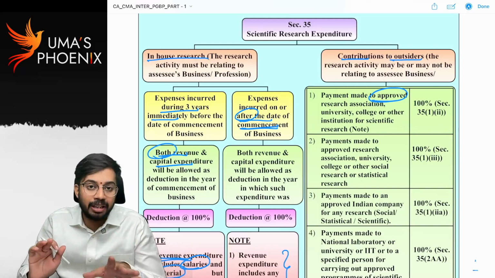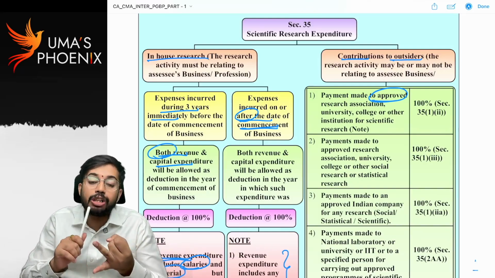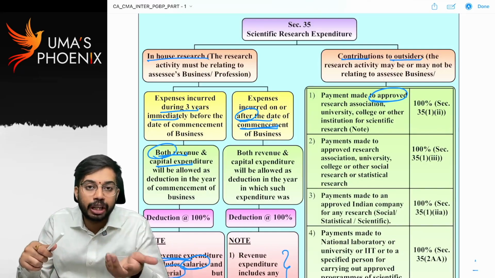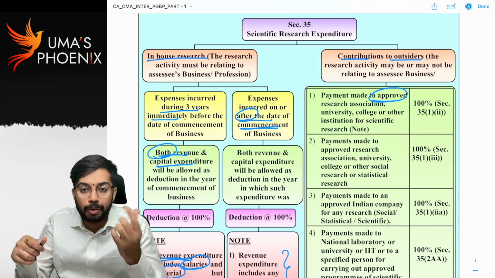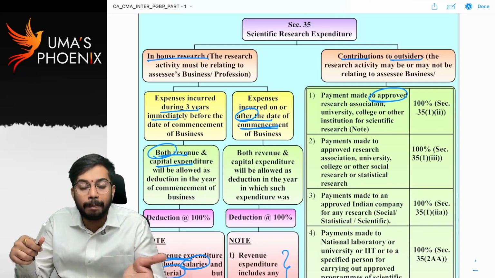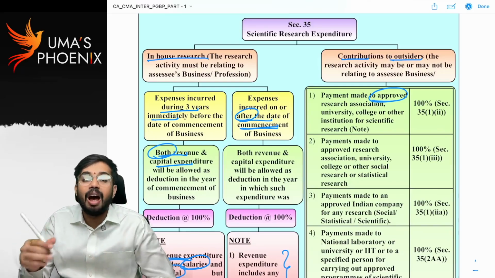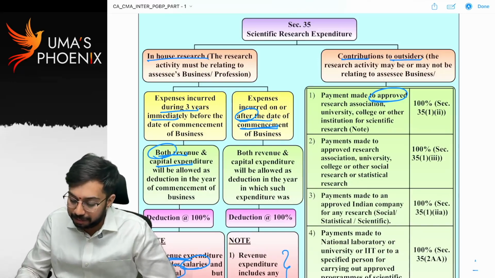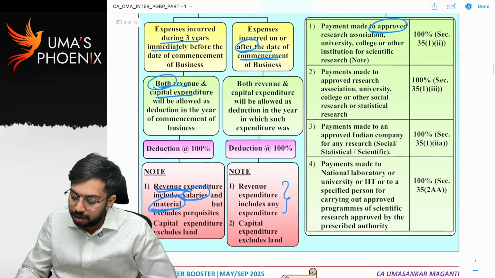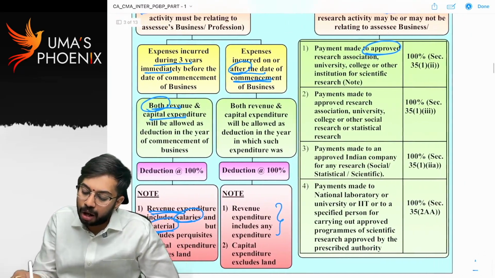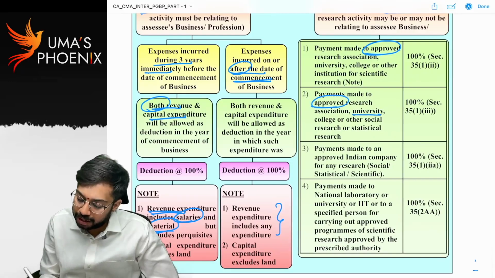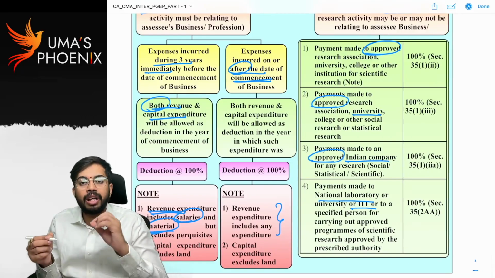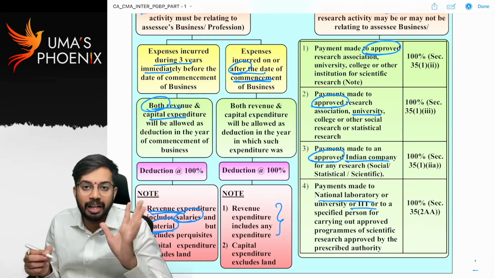Not only for scientific research, even for social research or statistical research. For these three purposes, if I give any donation to approved research association or approved university or approved college or approved company, then whatever the donation that I am giving, 100% of the donation is allowed as deduction under section 35 under the head PGBP. So you can see here payment made to approved research associations, approved university, approved Indian company, IIT, National Laboratory. So whatever the donation given to approved institutions is there, that is allowed as deduction.